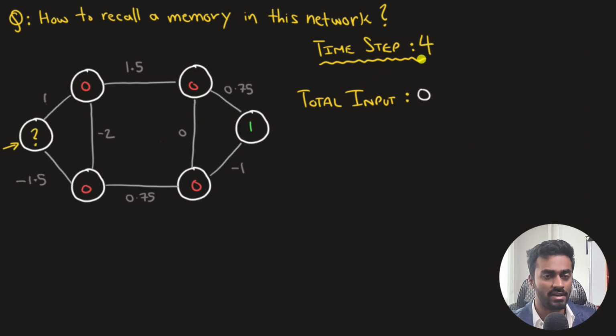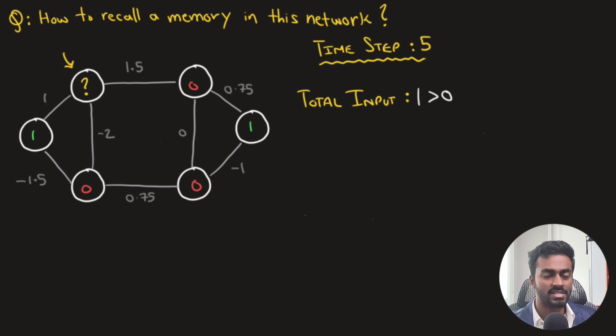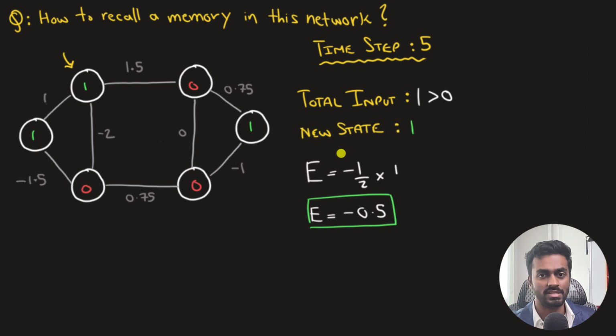Now in time step 4 here, let's say that we chose this neuron. And here, the neuron is going to have an activation of 0. And hence, there's going to be no change in the state. No change in the state means no change in the energy. Now in time step 5, let's say we randomly chose this neuron here again. Now the total input is going to be 1 times 1 plus 0 times negative 2 plus 1.5 times 0, and it's going to be 1, which is greater than 0. So now this neuron turns into a state of 1, and the energy is negative half times 1, which is negative 0.5. Once again, the energy is decreasing.